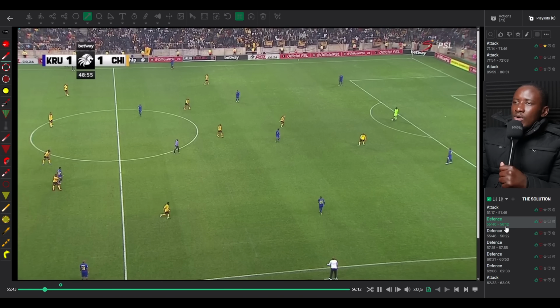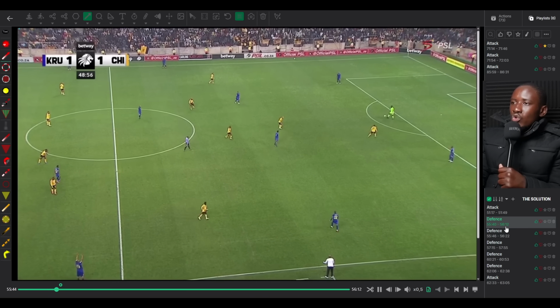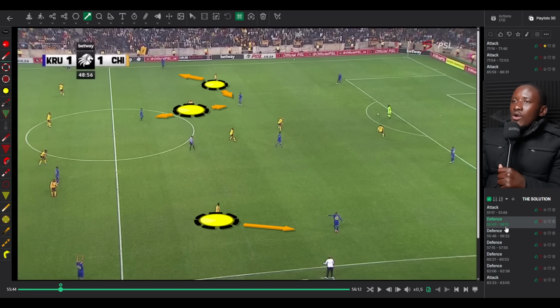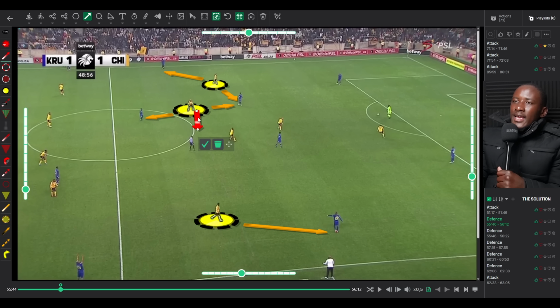Now watch what happens now. They're still playing from the back. Uduba is putting pressure on the keeper. But look at what's happening now. Umthetho is standing right there. Let me highlight him again. You see that guy there?